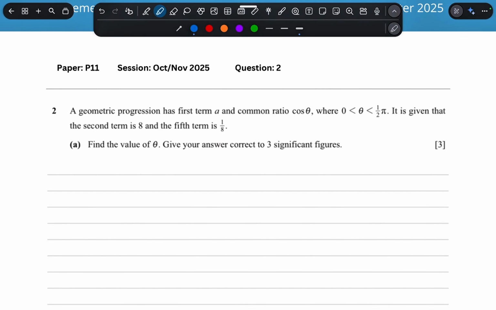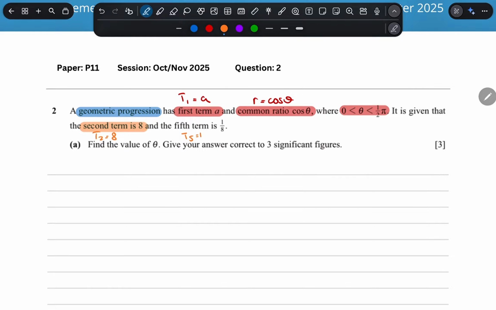In this question, it is given that for a geometric progression, the first term is a, and the common ratio is cos theta, where theta lies in the domain between 0 and half pi. It is also given that the second term is 8, and the fifth term is 1 upon 8.